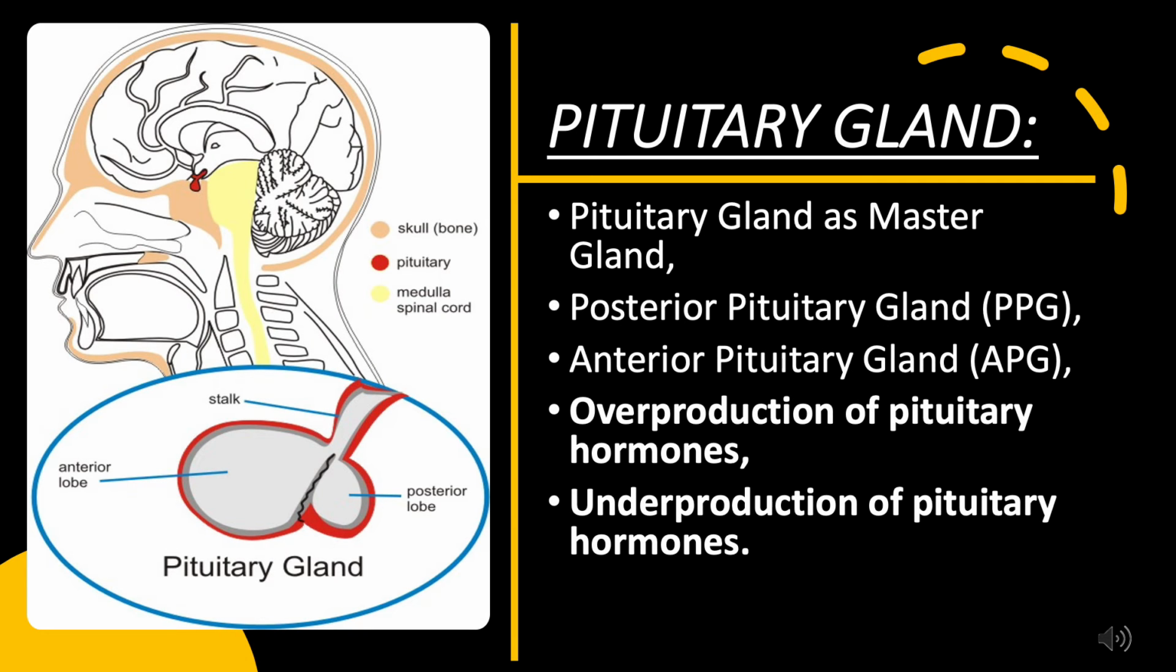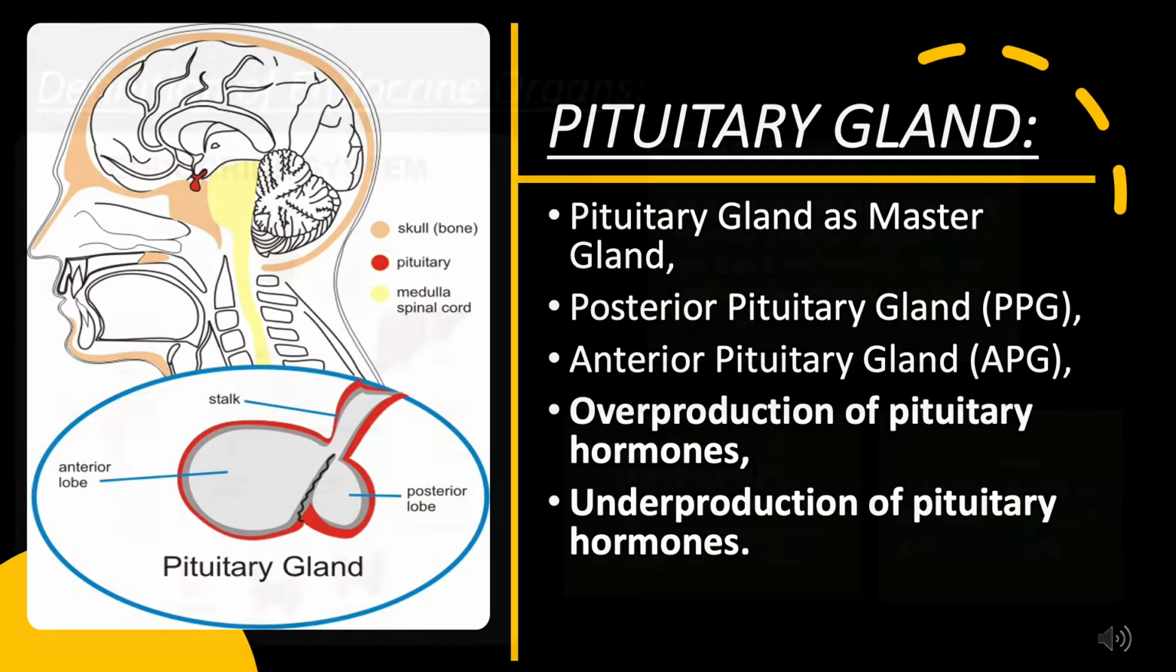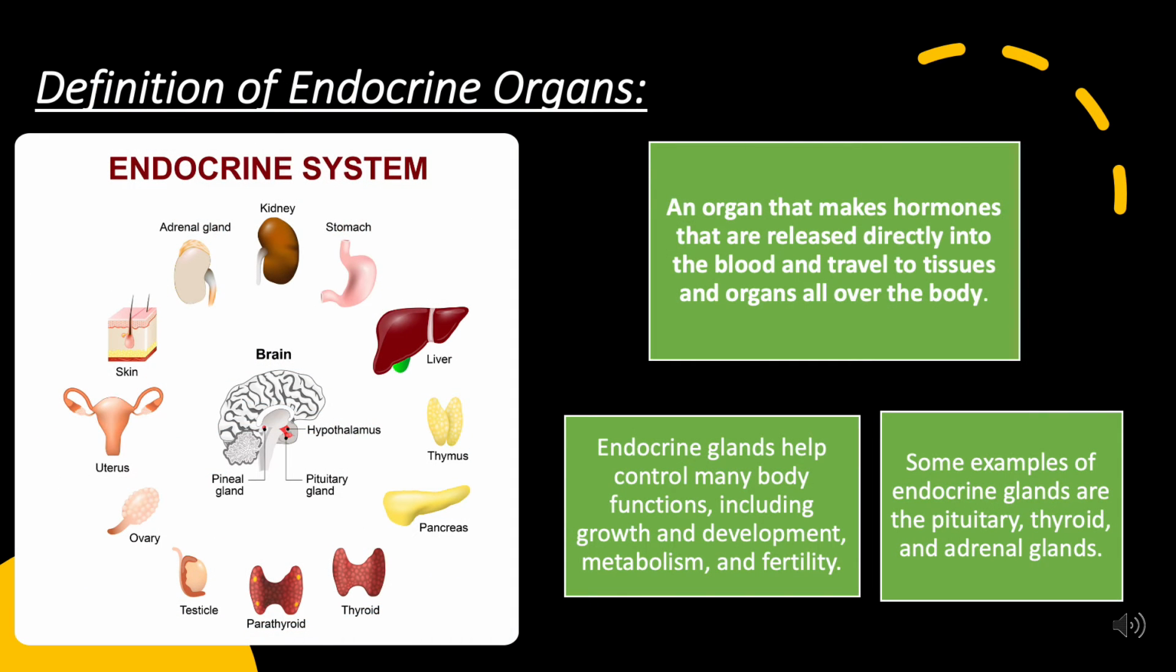In this video we will learn about the pituitary gland, and the following details about it: the pituitary gland is the master gland, the posterior pituitary gland (PPG), the anterior pituitary gland (APG), overproduction of pituitary hormones, and underproduction of pituitary hormones. Definition of endocrine organs.